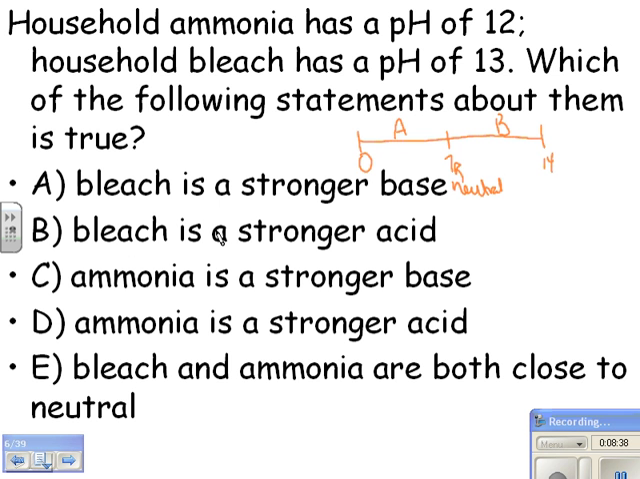Anytime it says bleach is a stronger acid, well, I know 12 and 13 are way over here, they're bases. So I can get rid of any of the acid ones. Here, whoops, oh my goodness. I didn't mean for that to happen. And I'll get rid of this acid one. This one says bleach and ammonia are both close to neutral. Well, neutral's here, and these are way over here. I'm going to say no way. And so now I'm between A and C. Bleach is a stronger base or ammonia is a stronger base. Let's see, ammonia is pH 12.